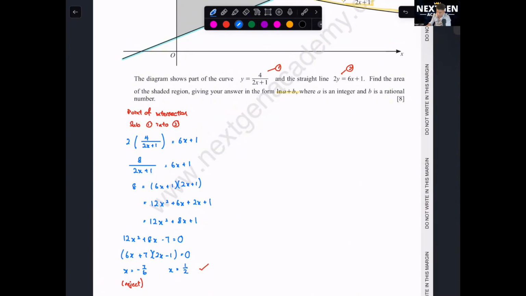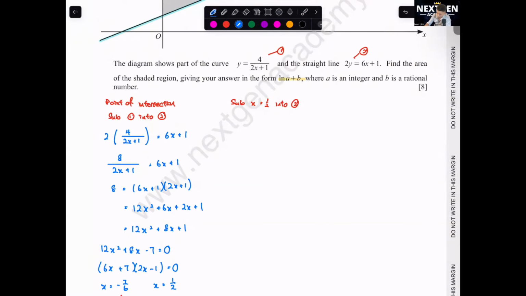Okay, everyone good until here? So we'll take x equals to 1 over 2. Now we find what is the y value. Which equation will be easiest to find the y value? Either sub into here or sub into here, up to you. Let's sub into equation 2. So sub x equals 1 over 2 into equation 2. So here will be 2y equals to 6 times 1 over 2 plus 1, 3 plus 1 will be 4.